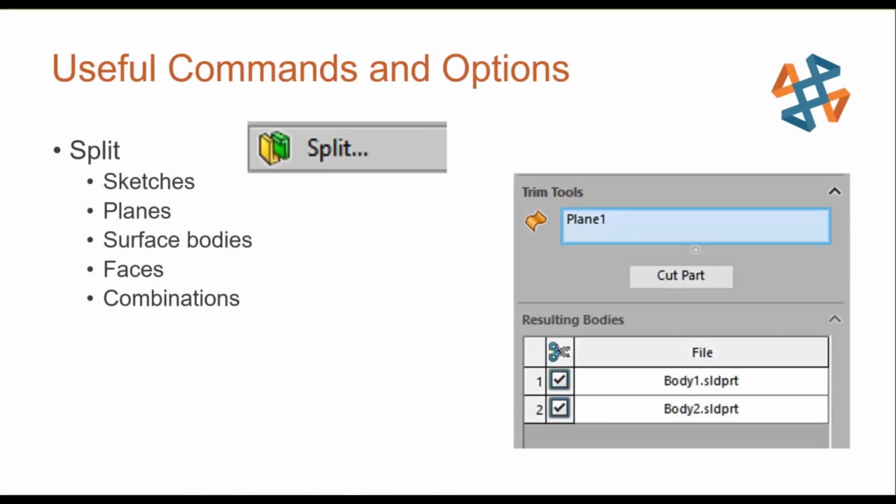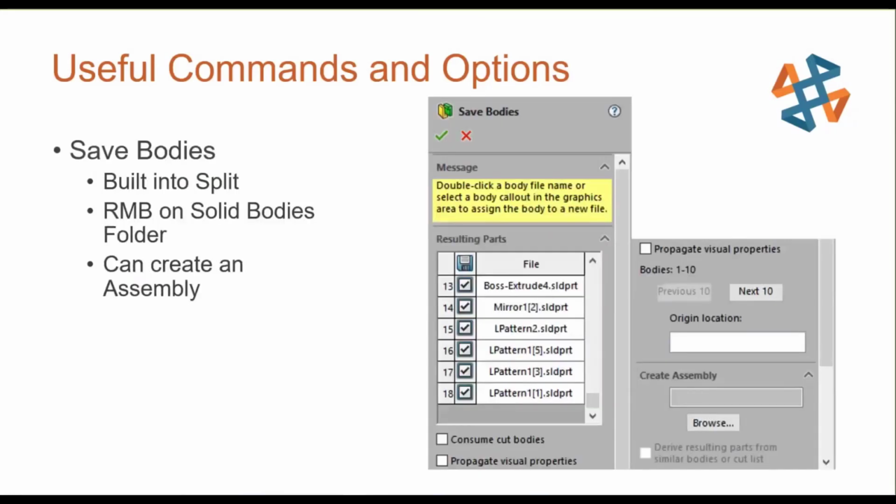Another command that I find very, very useful in all sorts of modeling scenarios is the split command. And that will take a single body, essentially slice it up or split it into a multi-bodied part. You can use sketches, planes, surface bodies, faces on the model, any combination of those. So that'll take a single body, slice it into a multi-body.